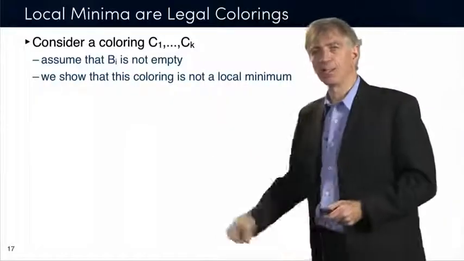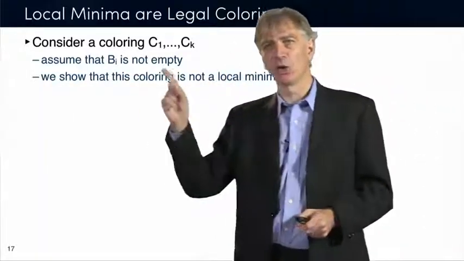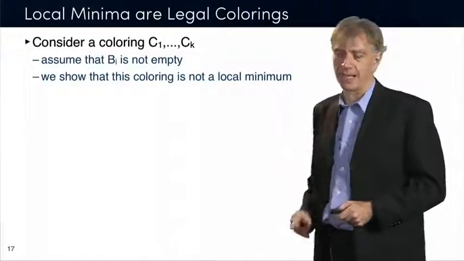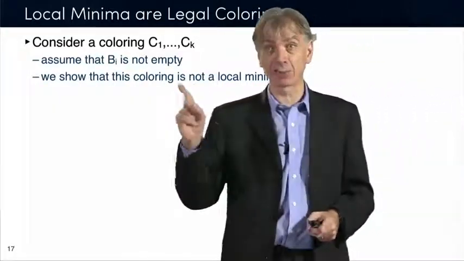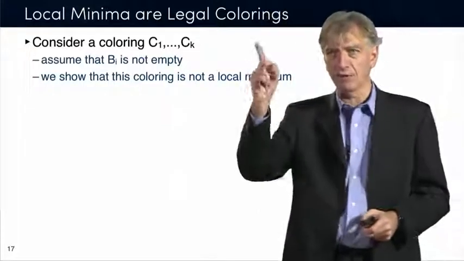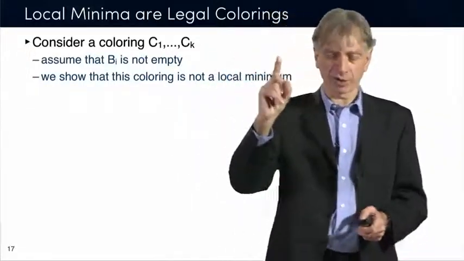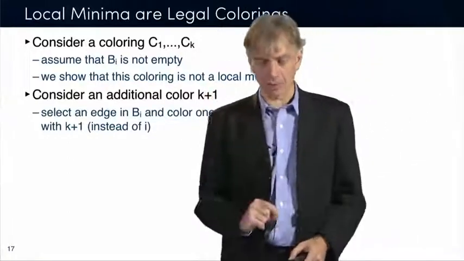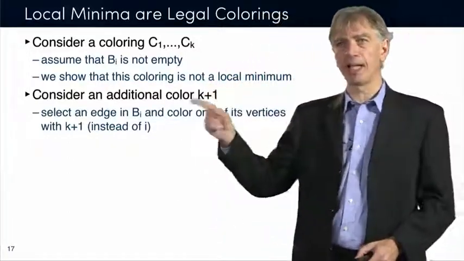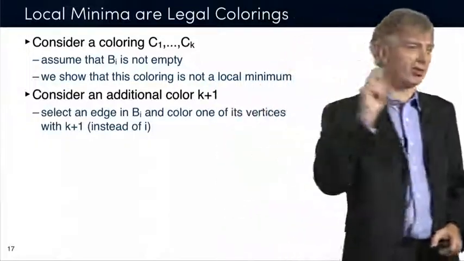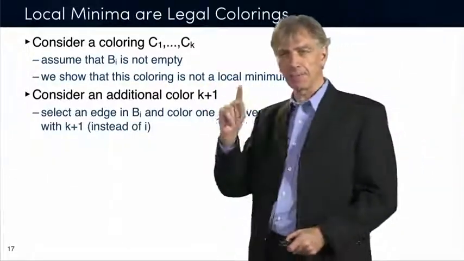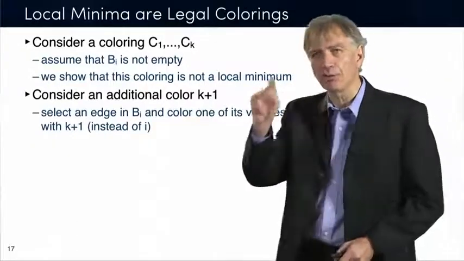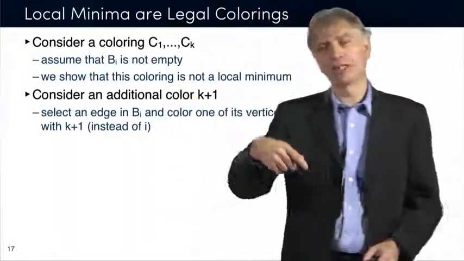And what I'm basically going to show you is that this particular configuration is not a local minima. It cannot be a local minima because I can improve it by changing the value of a single vertex. So what I do is that I'm going to add a new color, K+1, and then I'm going to select the bad edges in Bi, and I'm going to select a vertex in that particular edge, and I'm going to change the color of that vertex from i to K+1.